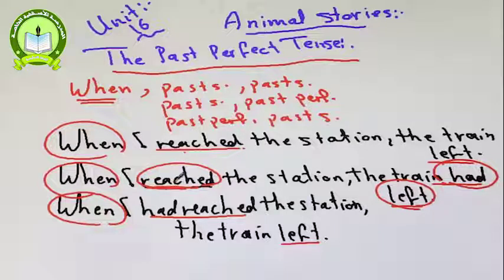Had left. The train had left. When I went to the station, I didn't find the train because it had left. That means it was impossible for me to catch the train. It was impossible because I didn't find the train in the station.